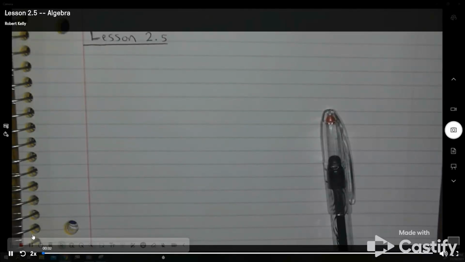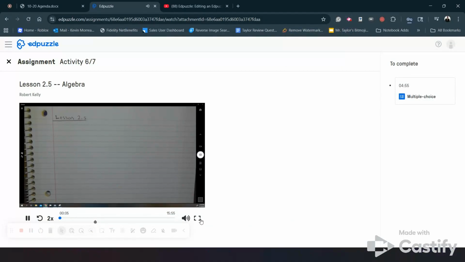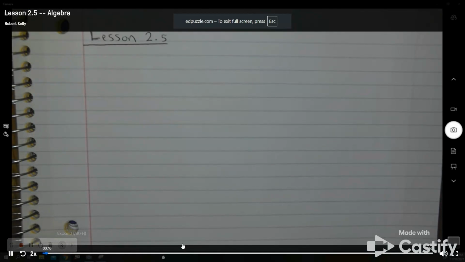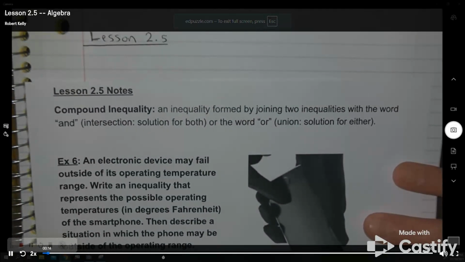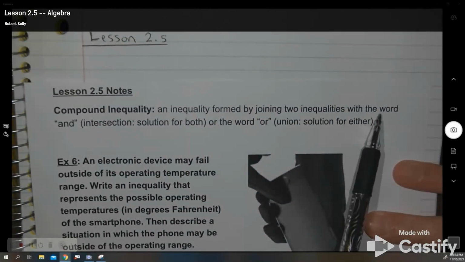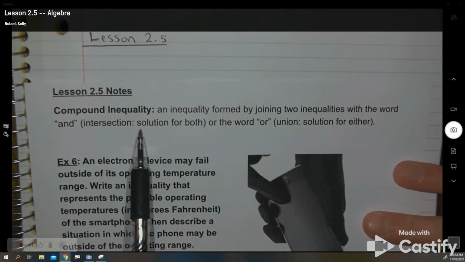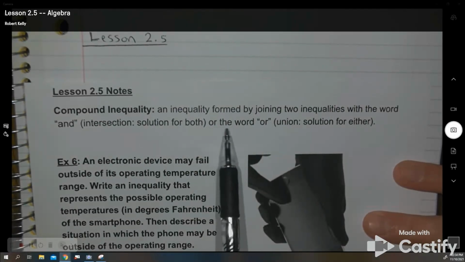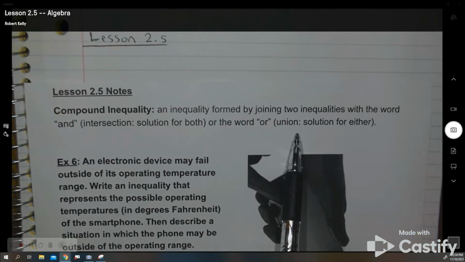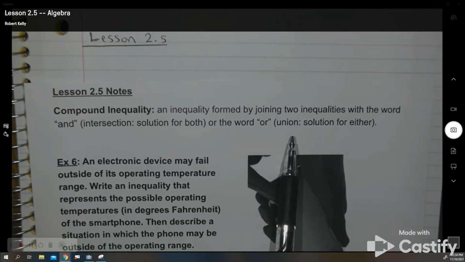This is lesson 2.5. In lesson 2.5, we continue talking about inequalities, but now we're going to be moving on to compound inequalities. If we look at the definition at the top of this note sheet, a compound inequality is an inequality formed by joining 2 inequalities with the word "and," which talks about an intersection, so it means it's a solution for both parts, or the word "or," which is referred to as a union. And in a union, it can be a solution for either one of the parts.